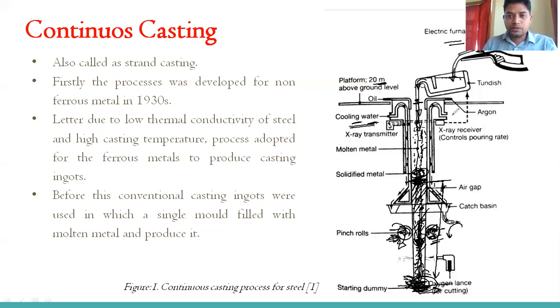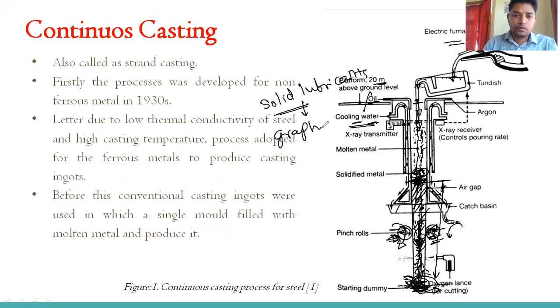Now there is one more thing: we are using this oil. Apart from oil, we can use solid lubricants. Basically, we use the oil for lubrication purposes only, but apart from it we can use solid lubricants like graphite. We use the solid lubricant or oil to reduce the friction between the solidifying shell and the molten material.